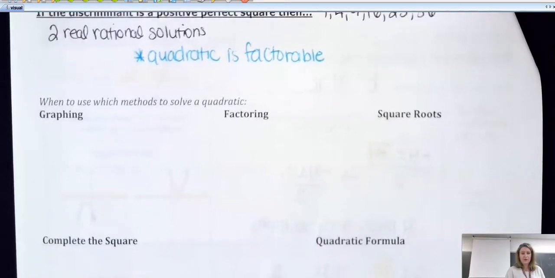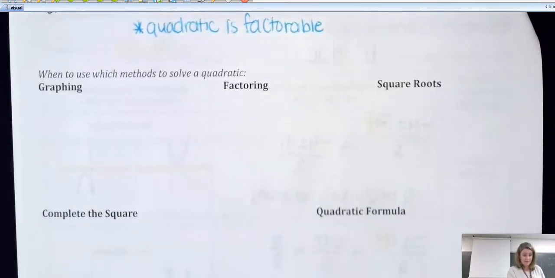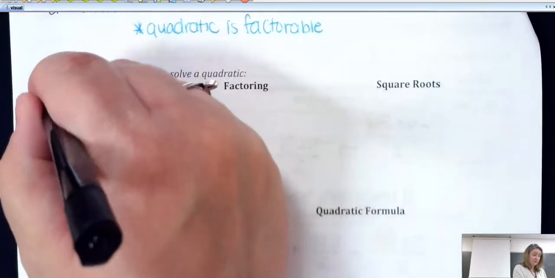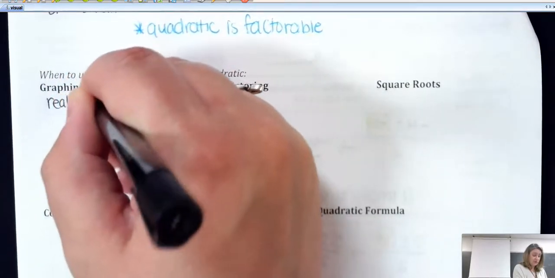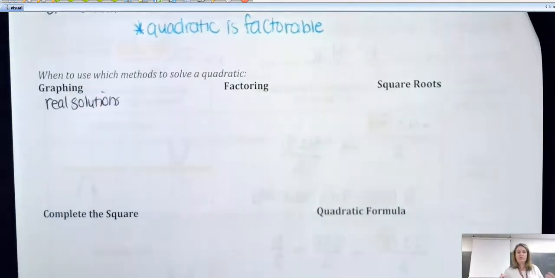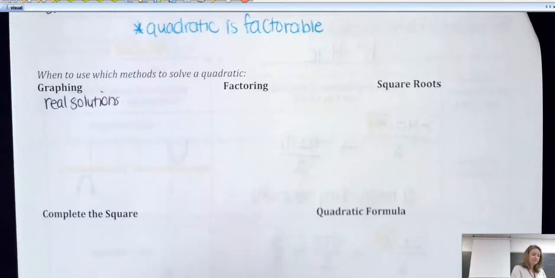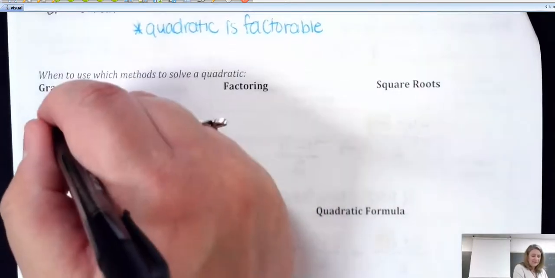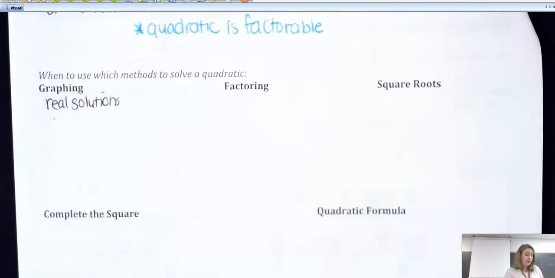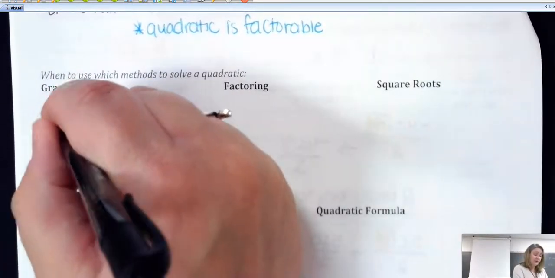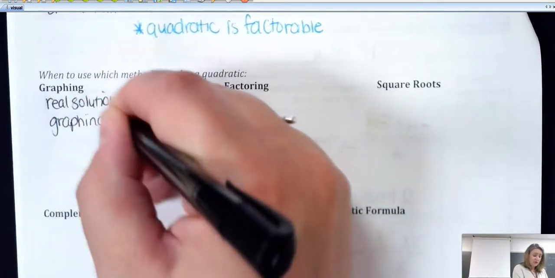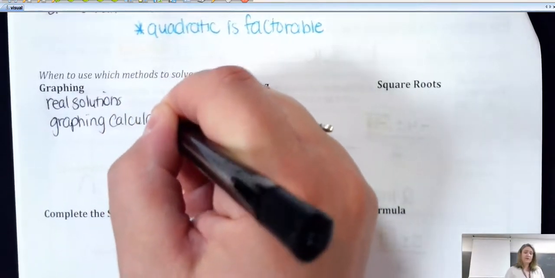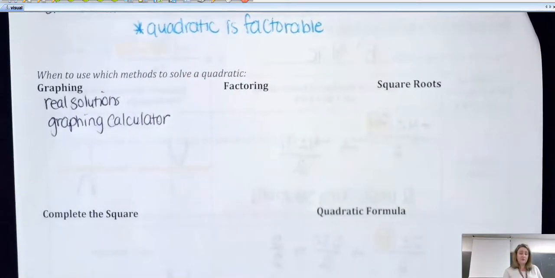Okay, so if you're going to solve by graphing, you need to have real solutions. So if I was going to use my discriminant, b squared minus 4ac, if it was 0 or if it was positive, we could use graphing. In this case, I would either want to look at a graph, or maybe use my graphing calculator to make that a faster process. But graphing is where you look at the graph and see where it crosses the x-axis. So it's not always the greatest method.